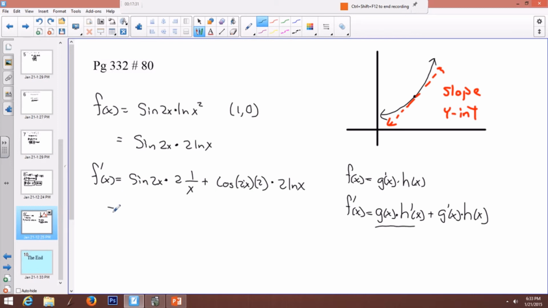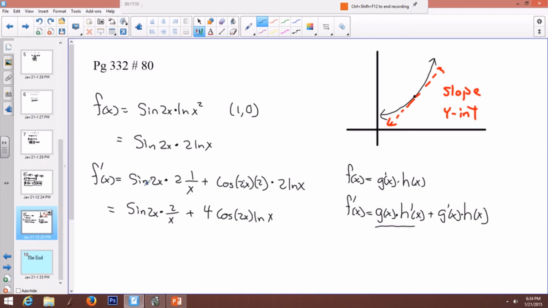And so simplifying this, I've got the sine of 2x times 2 over x plus, it's going to look like 4 cosine 2x, and then ln of x. I think that looks pretty good.